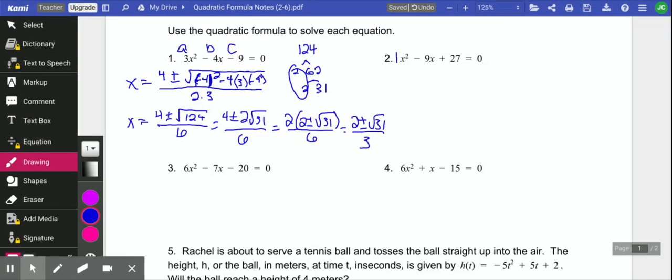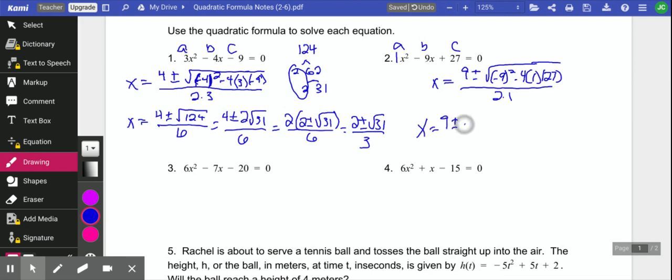We have A is 1, B is negative 9, and C is 27. So X equals negative B, so that's negative negative 9, plus or minus the square root of B squared, so negative 9 squared, minus 4 times 1 times 27, all over 2 times 1.